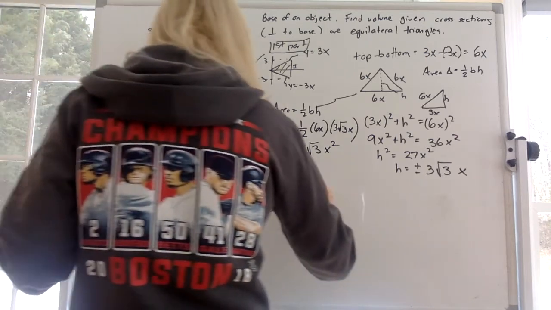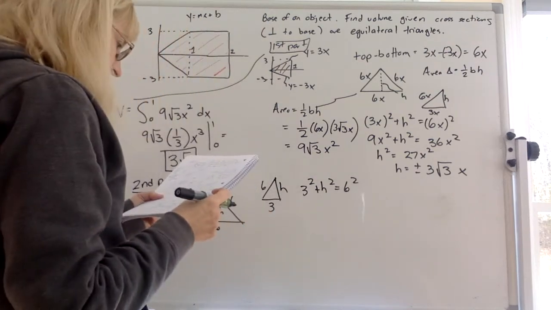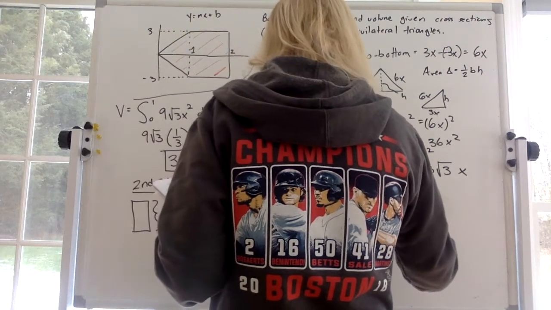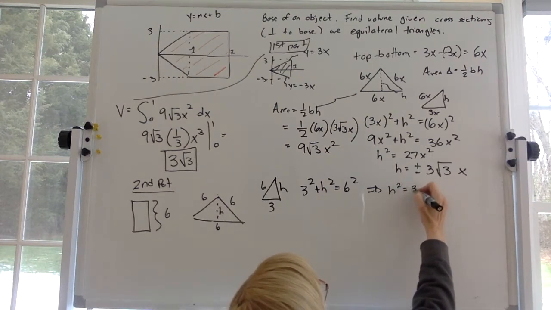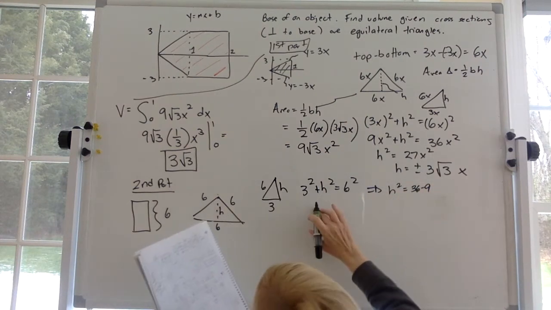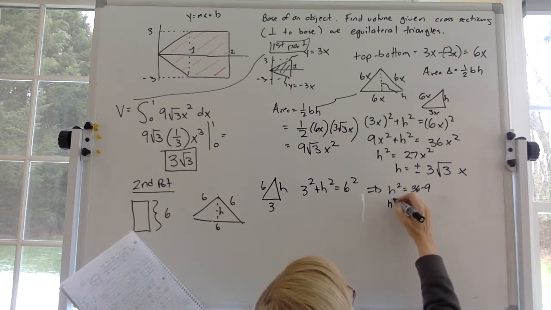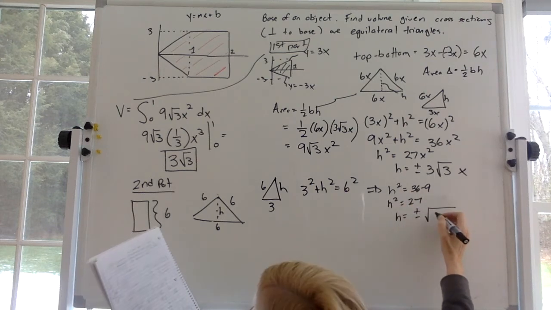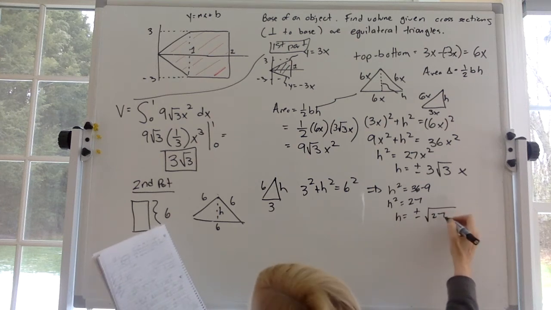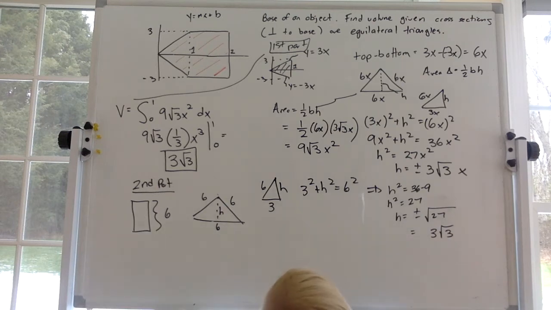So what do we get? Pythagorean theorem. Right? So we end up getting h squared is equal to 36 minus 9, right? 36 minus 9. So we end up getting h squared is equal to 27. So h is equal to plus or minus the square root of 27. We don't have to worry about the minus because we know it's not a negative height. So that's what our h is.